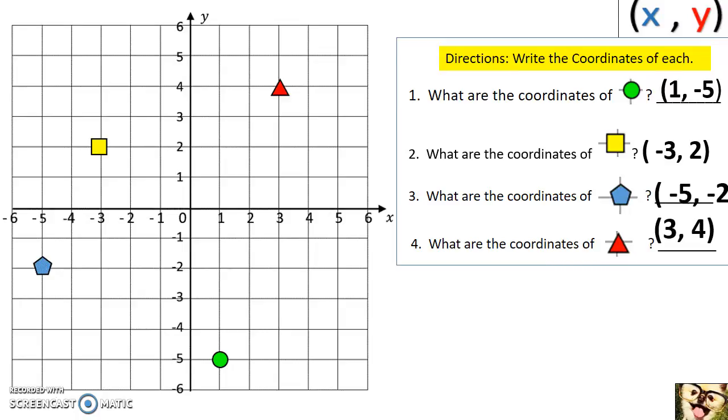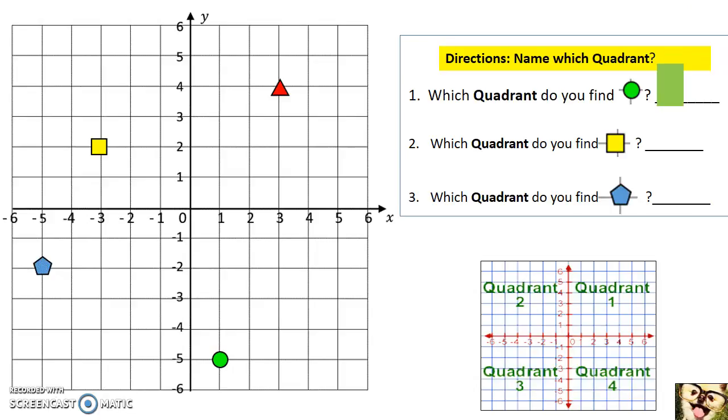All right, let's continue on looking at the quadrants. Number 1, in which quadrant would we find the green circle? Put your eyes on that green circle, and it is in quadrant 4.